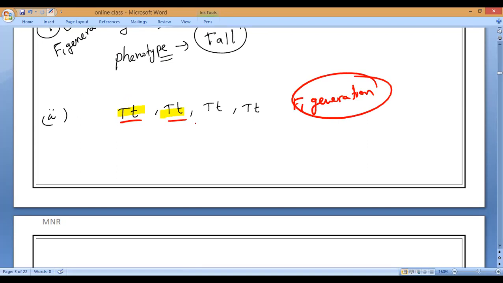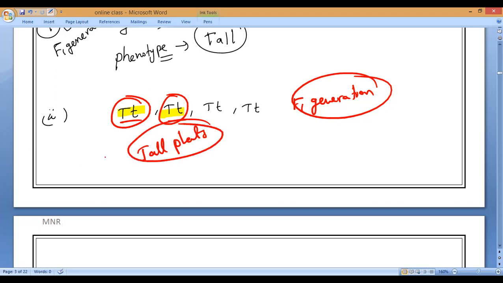He found that when he selected two tall plants from the F1 generation, both plants were tall plants only. But in the F2 generation, he observed another shocking thing. The dwarf plant is reappearing in the F2 generation. The trait which was hidden and did not show up in the F1 progeny reappeared in the F2 generation. So that is what he observed.